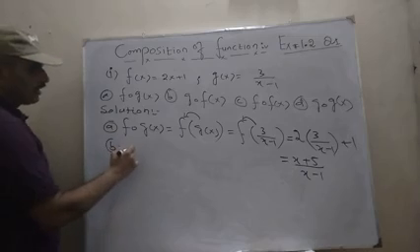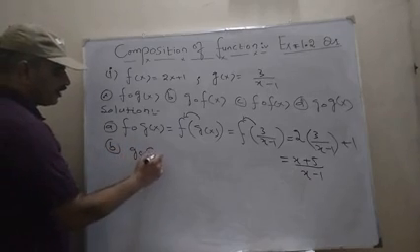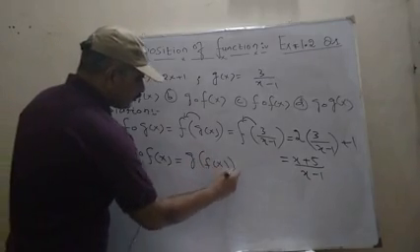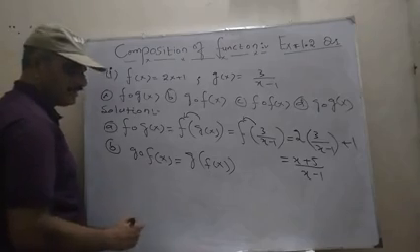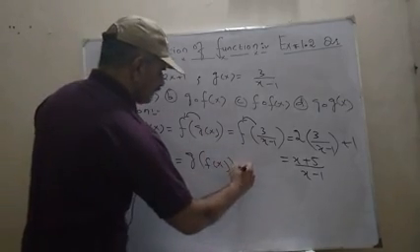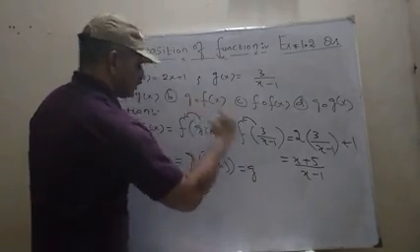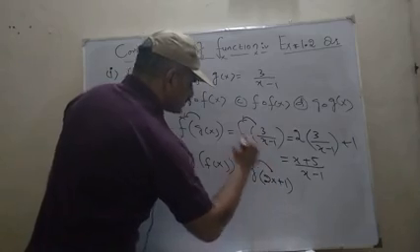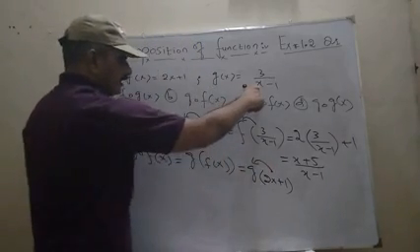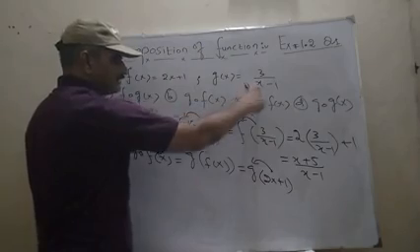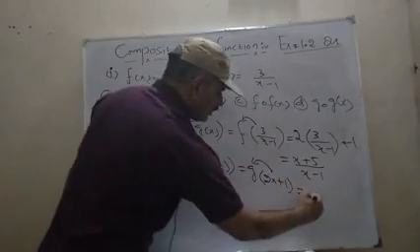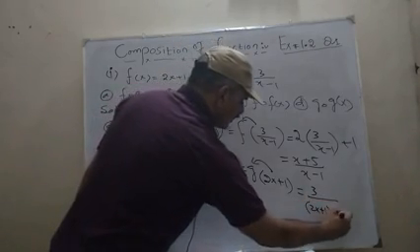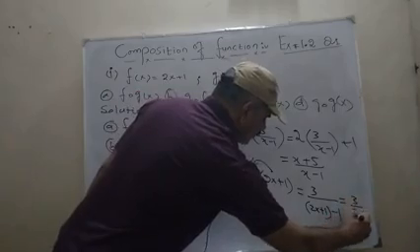part B. Part B is you have to find g of f. Now here we put the value of function f in function g. What is the value of f of x we have? We have the value of function f as 2x plus 1. When we put this value in function g and replace the variable x by this value, we get 3 over 2x plus 1 minus 1. The result will be 3 over 2x.